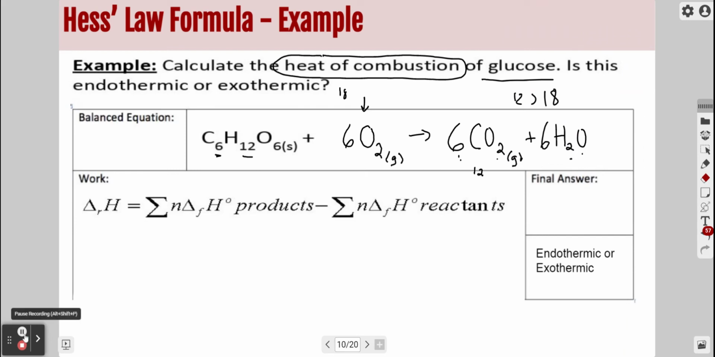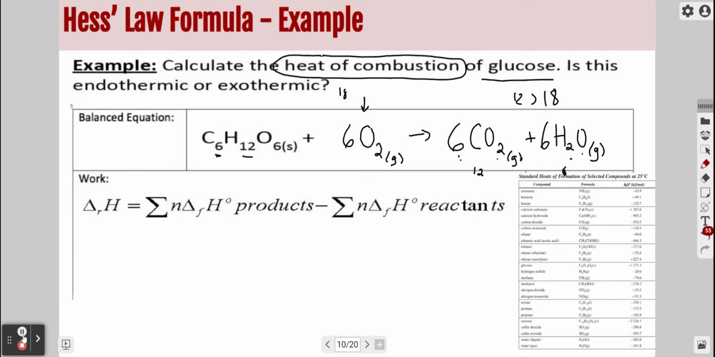All right, let's get going again. I just moved my data booklet table. This is from page 5. I would have that open so you can find these as we go. So we are trying to find the enthalpy of reaction, or the heat of our reaction.